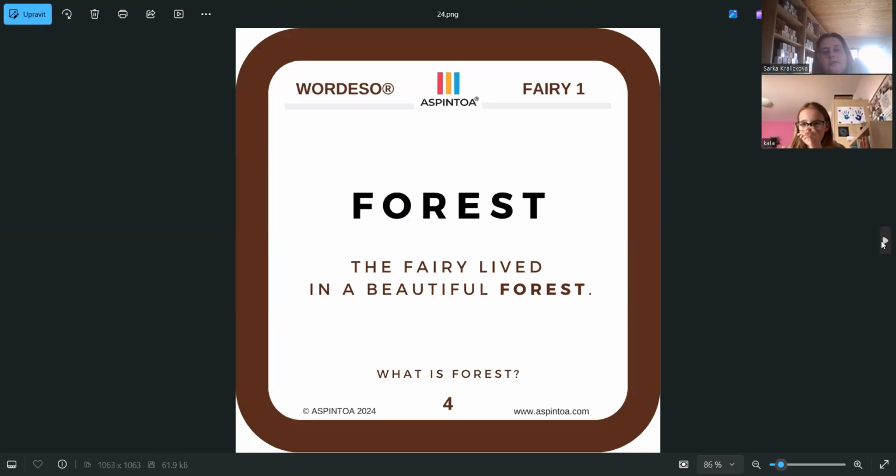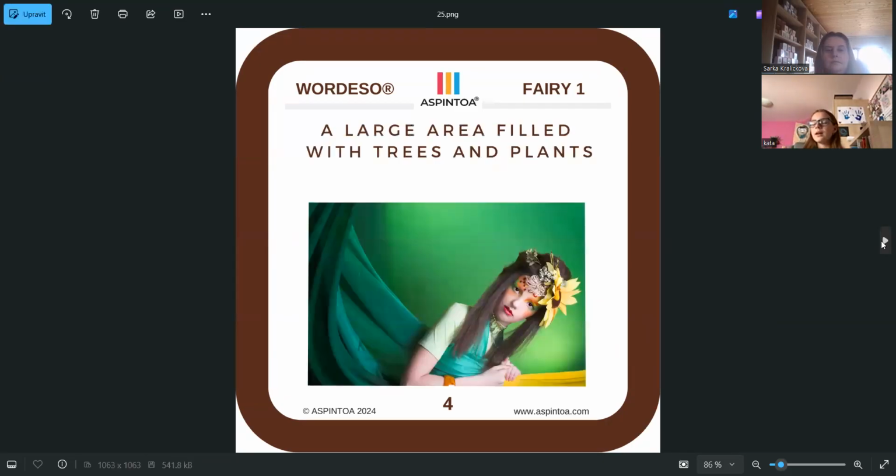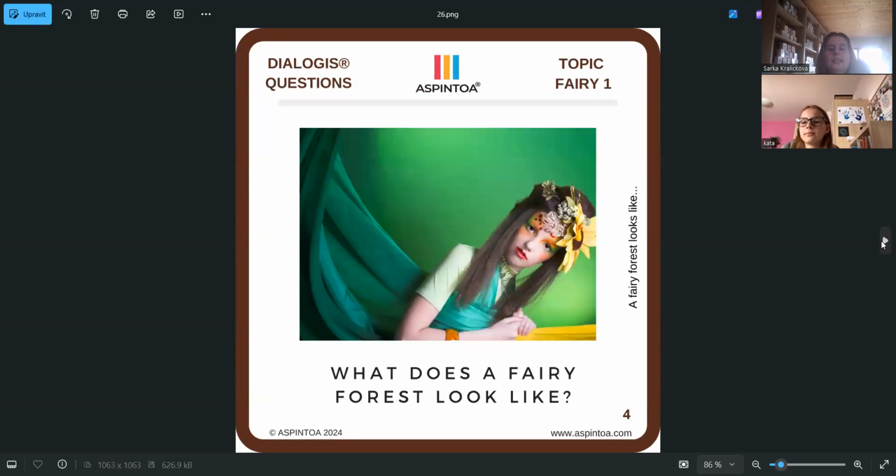So the fourth word is forest. The fairy lived in a beautiful forest. So what is a forest? A forest is a large area filled with trees and plants. So it's a large area filled with trees and plants. So what does a fairy forest look like?